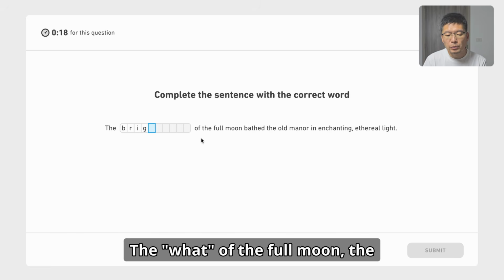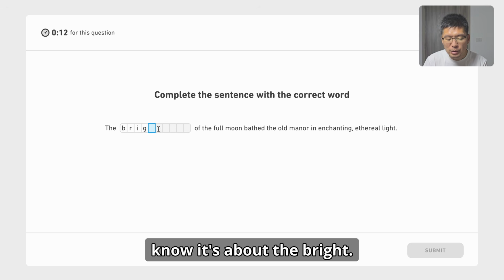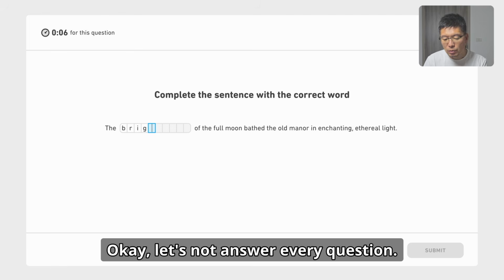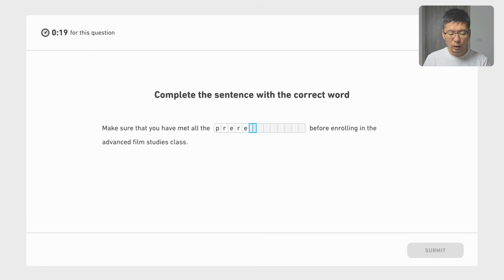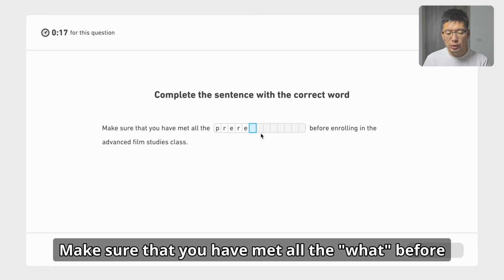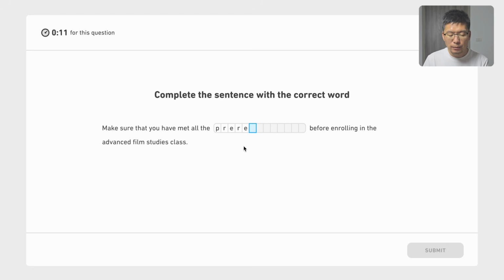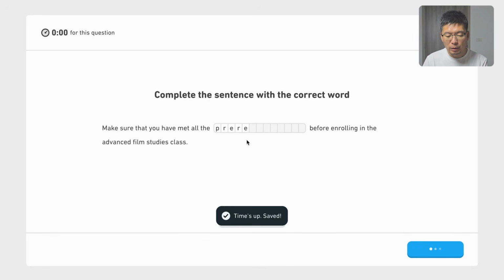The what of the full moon, the brightness of the full moon, okay? Just from the full moon, we know it's about the bright. Okay, so let's not answer every question. Just keep the score between 100 and 120. Make sure that you have met all the what before enrolling in the advanced film students class. It's okay we don't know some of the words. It looks very long. Preference, maybe. No.